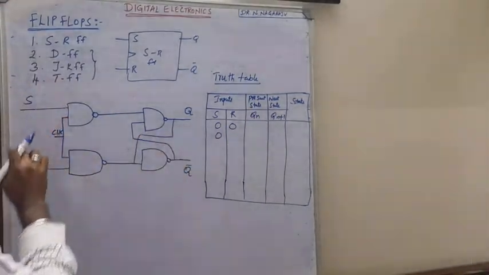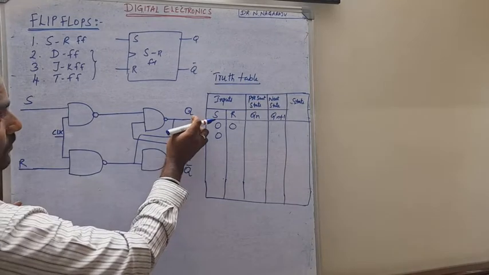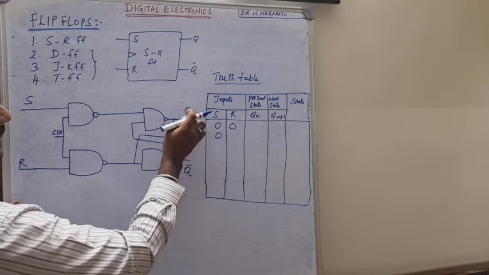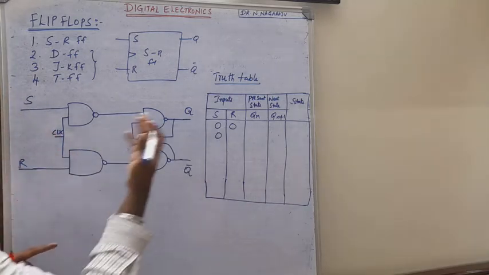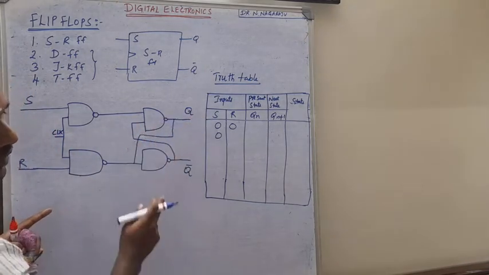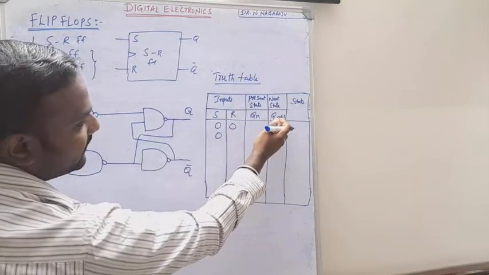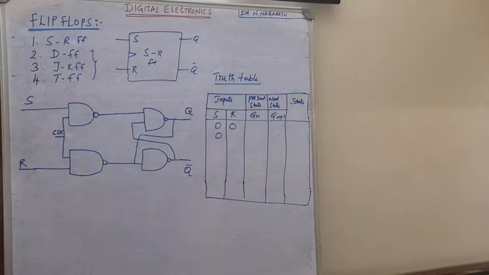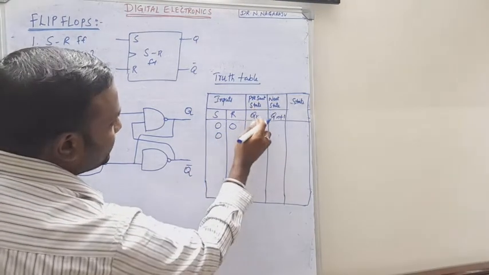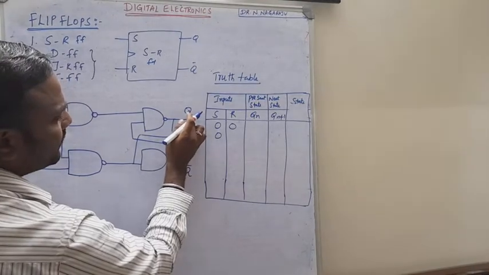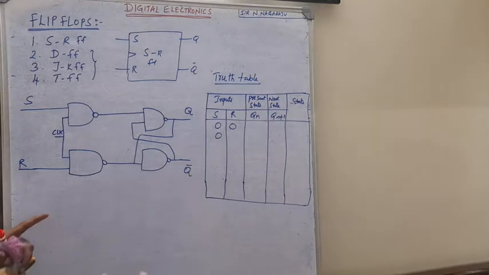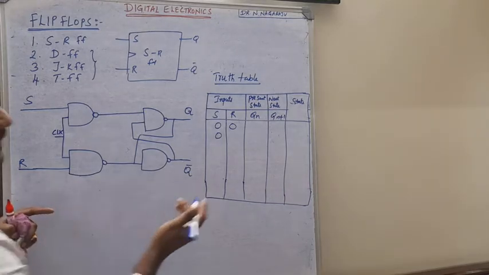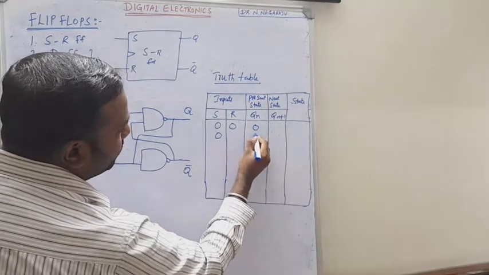While applying the SR inputs, for example, I am going to assume the present state as Q equal to 0. After applying the S and R values, what will happen to the outputs Q and Q bar? That is the next state, which can be represented as Qn plus 1. That is the concept here. The present state here is the output Q, a single variable, and that single variable has two excitations, either 0 or 1, right?